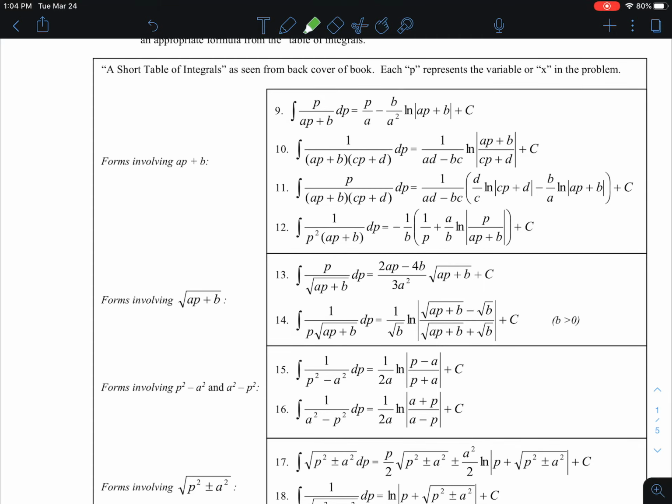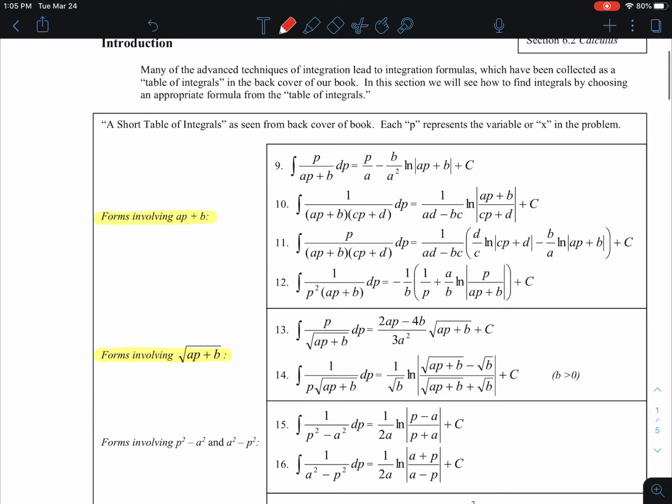Okay, but what I want to draw your attention to right now is that these are clumped together in different boxes, and you can see along the left-hand side they group these in categories. And you'll notice that where you see P's in these formulas, that's like our variable X. All the places that you see these P's, those are just your variable, whatever it would be in the problem.